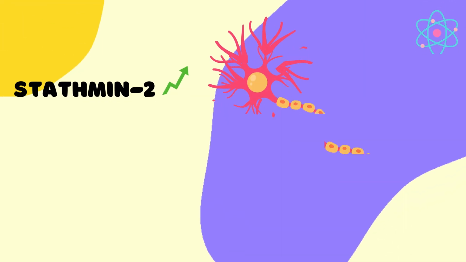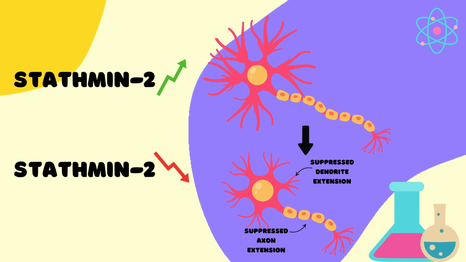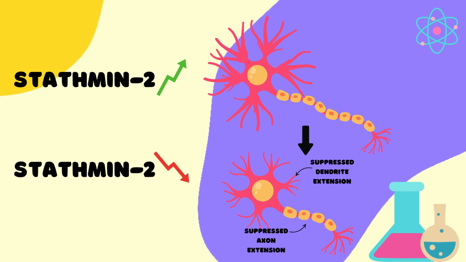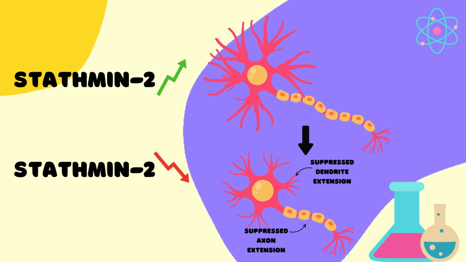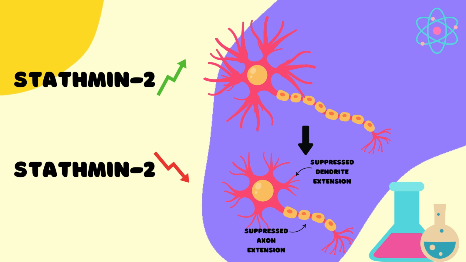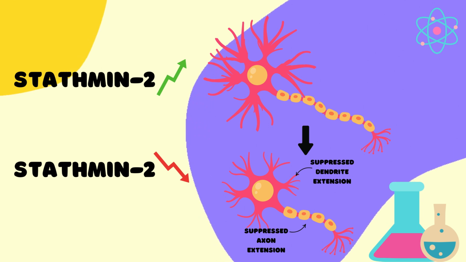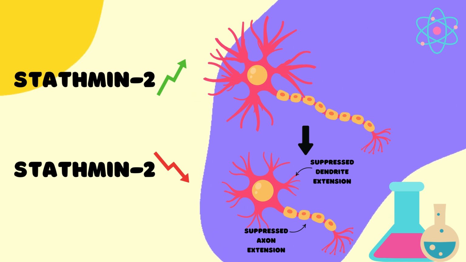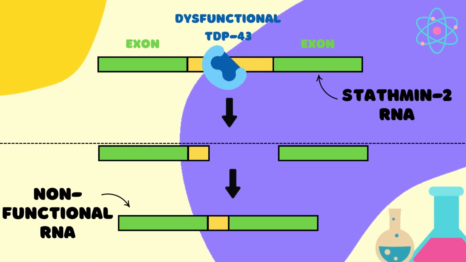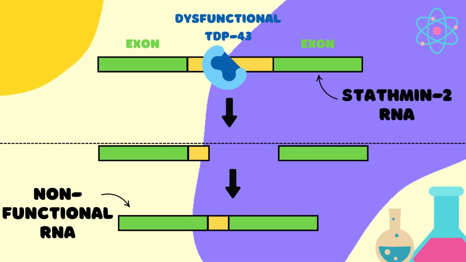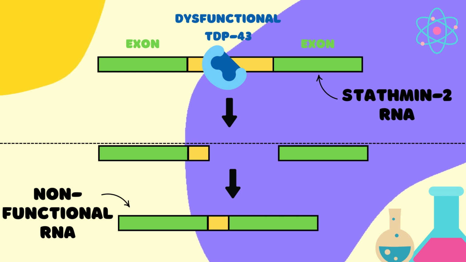Now, the second gene is stathmin-2, which is specifically expressed in the nervous system for developing and maintaining the axon of a neuron. While excessive or reduced levels of stathmin-2 cause the collapse of the tip of a growing neuron or suppress the extension of dendrites and the axon of a neuron, normal levels will stimulate the outgrowth of a neuron's axon and dendrites, which is vital for communicating with other cells. Now, functional TDP-43 binds directly to stathmin-2 RNA to maintain normal splicing. The pathological TDP-43 drives cryptic splicing in the stathmin-2 RNA, leading to the production of a non-functional RNA.